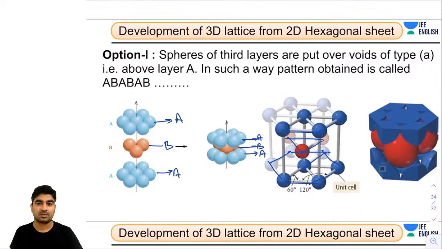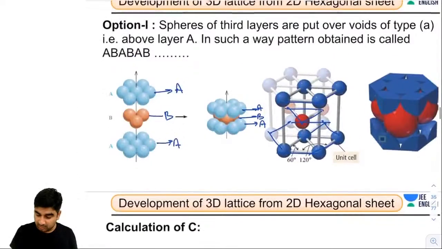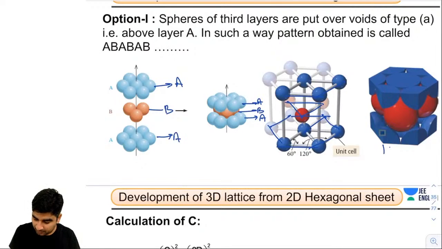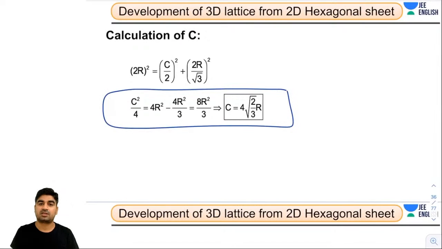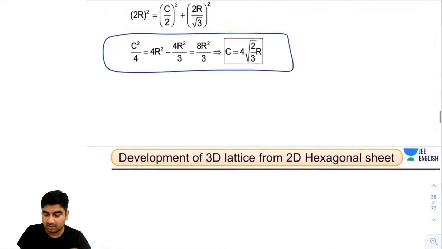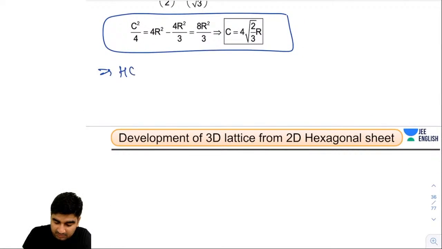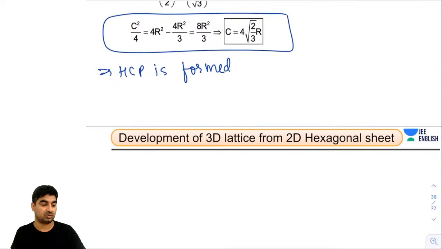Yes. So now I'm moving ahead, guys. I just told you that A is equal to 2R, B is equal to 2R, and again it would be C. So just note this height, this C would be equal to 4 into root 2 by 3 R. Now it is done, right? So when you know the C, now HCP is formed. Note it down, guys, very important points.